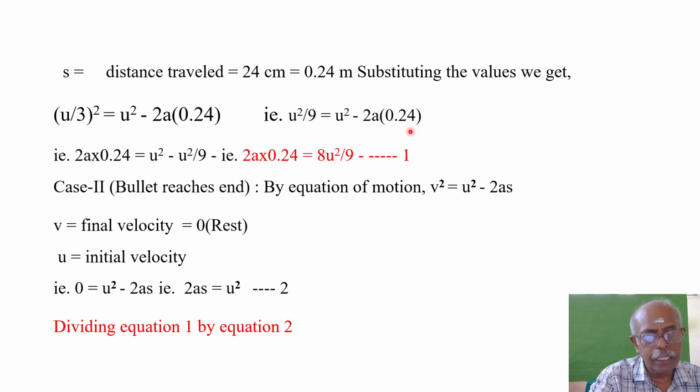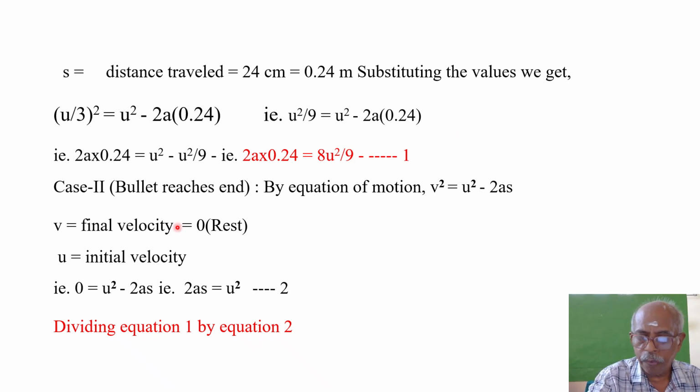So you put 2a into 0.24 to the LHS, and put the remaining things to the RHS. So 2a into 0.24 is equal to u square minus u square by 9. If you take 9 as a common factor, 9u square minus u square is equal to 8u square. So 2a into 0.24 is equal to 8u square by 9, or rather 8 by 9 u square. Let this be equation 1.